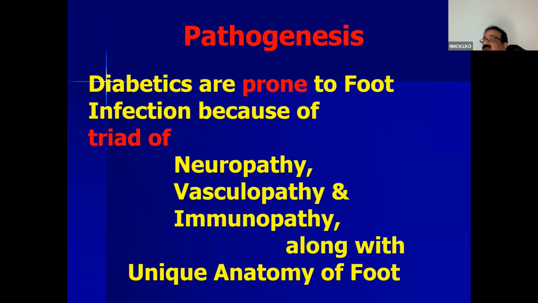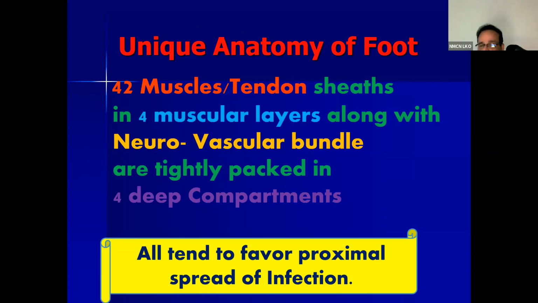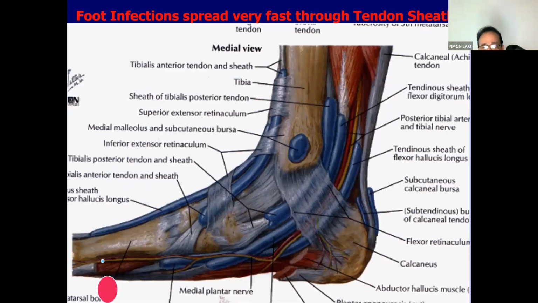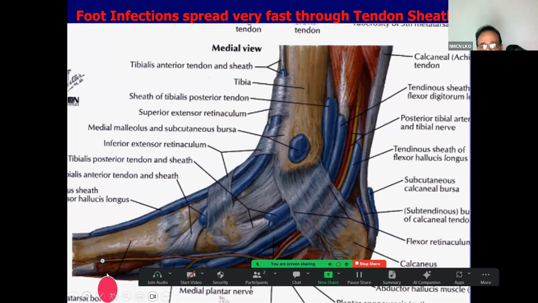Over and above, there is a unique anatomy of the foot, which Dr. Gyan has already told nicely. 42 muscles, tendon sheaths in 4 muscular layers, along with the neurovascular bundle, are tightly packed in 4 deep compartments, which have been elaborated by Dr. Gyan. So they all tend to favor the proximal spread of infection. If you see this way, suppose there is an ulcer here, which has some infection. You will see it can spread along this flexor digitorum longus and can go to the posterior compartment.